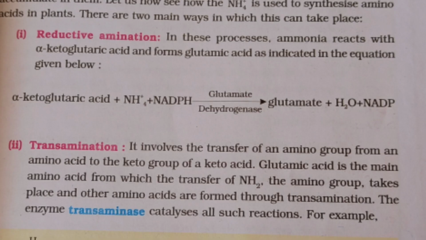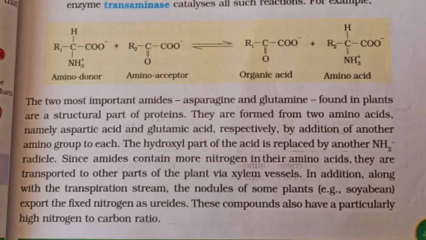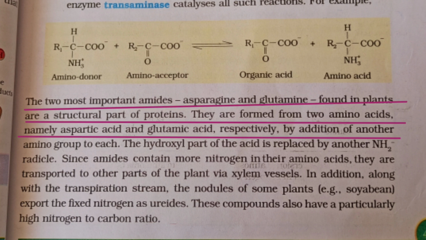And then transamination involves the transfer of an amino group from an amino acid to a keto group of a keto acid. Glutamic acid is the main amino acid donor of the NH2 group. Here the enzyme transaminase catalyzes all such reactions. The most important amides are asparagine and glutamine.